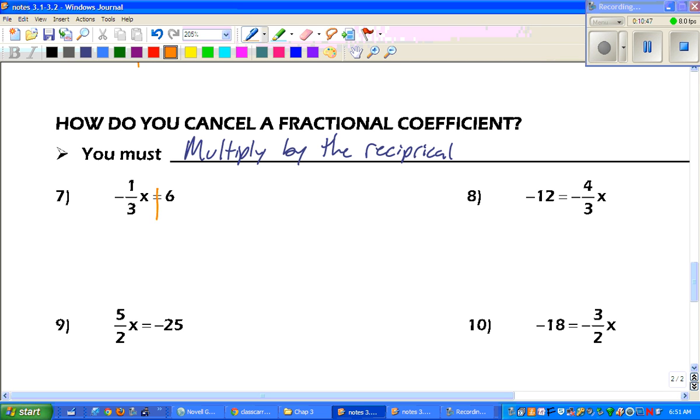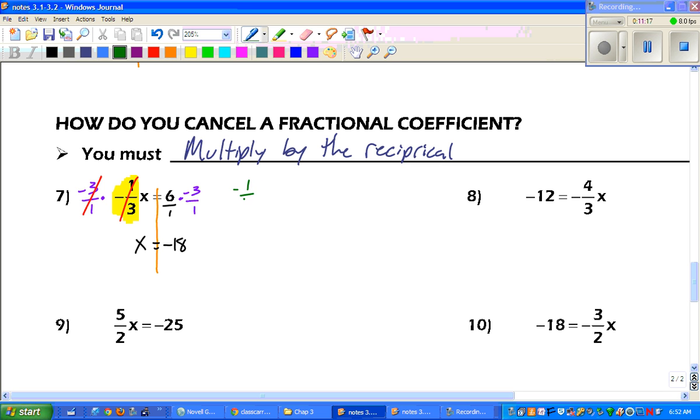All right, we're going to be doing the same thing. Draw the line down the middle. I need to multiply by the reciprocal of negative 1/3, and that is negative 3/1. Those cancel. X equals, I'm going to put that over 1, and you get negative 18/1. And you do not need that over 1 because that's a fraction.